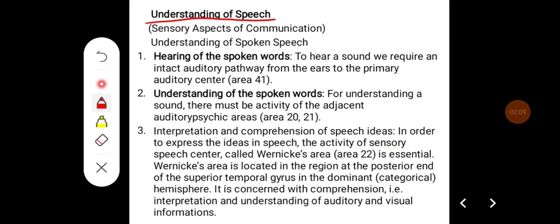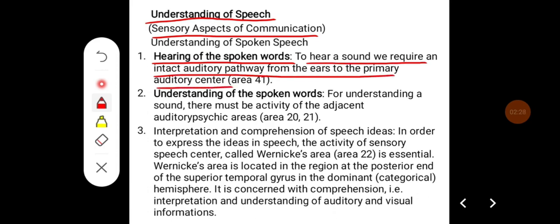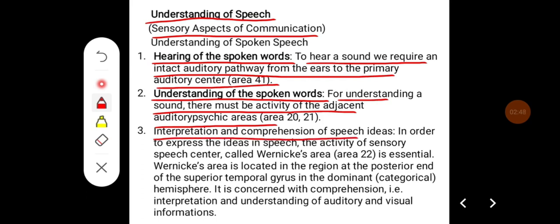Understanding of the speech, that is the sensory aspects of communication. Understanding of spoken speech occurs in hearing the spoken words. To hear a sound, we require an intact auditory pathway from the ears to the primary auditory cortex, that is area 41. Then you have to understand the spoken words. For understanding of sound, there must be activity of the adjacent auditory psychic area, that is areas 21 and 22. Then there has to be interpretation and comprehension of speech ideas.